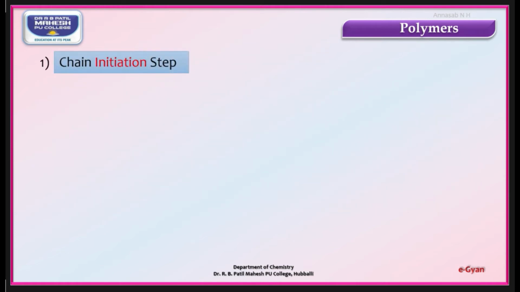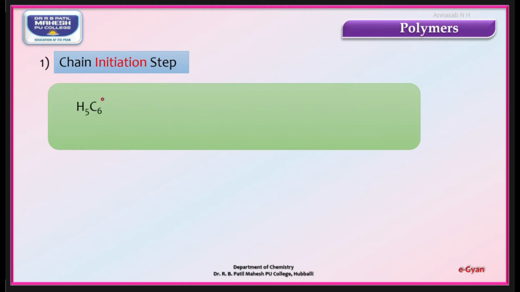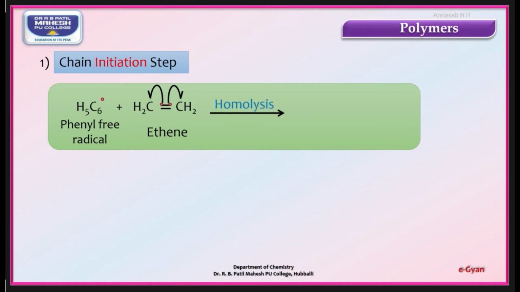With that knowledge, the free radical mechanism of polymerization, the first step, the chain initiation step, where we take the phenyl free radical formed in the previous slide. The phenyl free radical combines with an ethene molecule, CH2=CH2, whose double bond also undergoes homolysis. The shared pair of electrons is equally distributed between the two bonded carbon atoms. Already there is one free radical on the phenyl carbon, and now there is one free radical on the carbon of ethene.